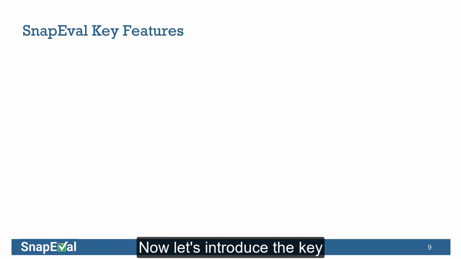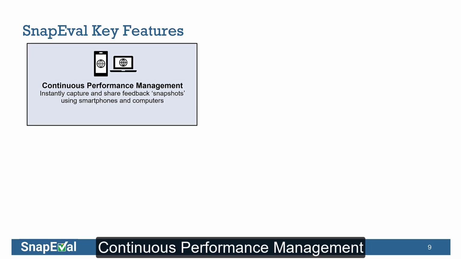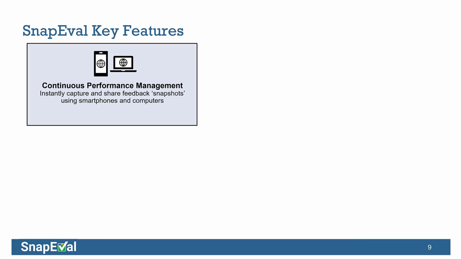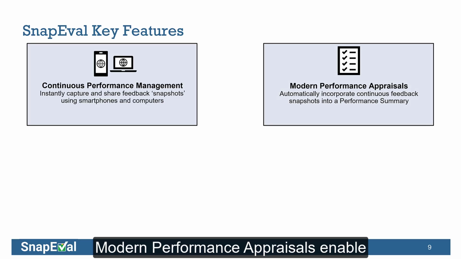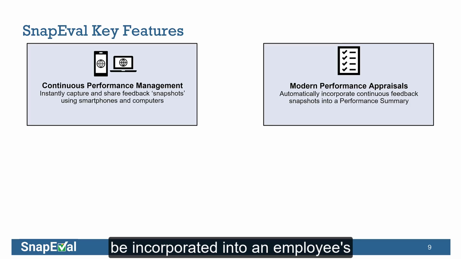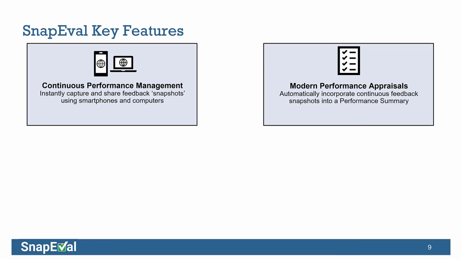Now, let's introduce the key features included with SnapEval. Continuous performance management enables managers and employees to instantly capture feedback snapshots using smartphones and computers. Modern performance appraisals enable feedback snapshots to automatically be incorporated into an employee's performance summary document. These snapshots, or snaps as we call them, can come from managers, peers, and from the employee.